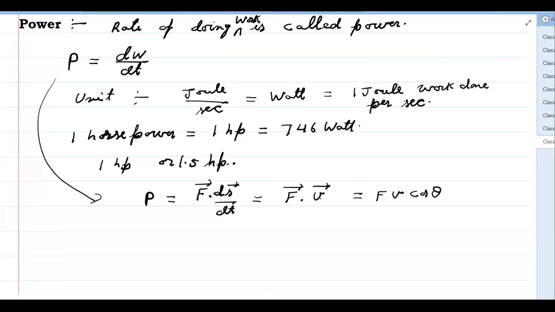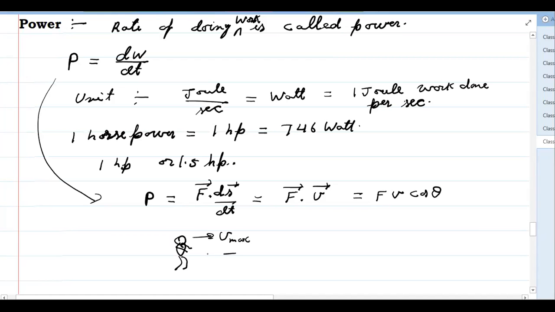Suppose a person is running. While running, after acquiring the maximum speed, he will run with a constant speed. Whatever maximum speed he acquired, now he is running with that constant speed. So the net force on him is zero now. Why? The net force on him is zero after acquiring the maximum speed. He is running with Vmax.